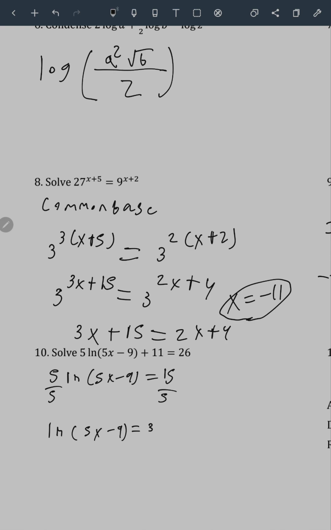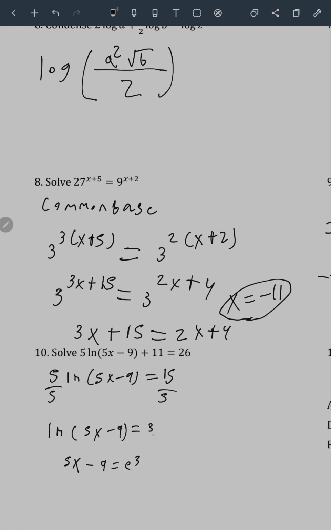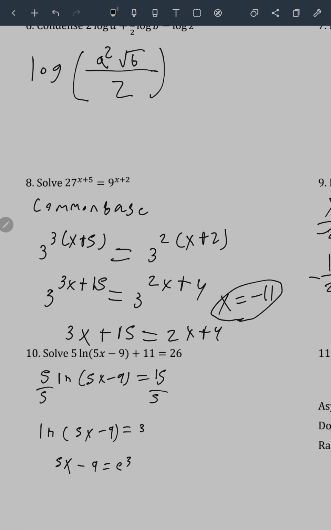All right. Now what? This is technically e to the power of 3 because we've got an ln here, right? So we can free this ln. We can go 5x - 9 = e^3, because ln, the natural log, is the inverse of e to the power of x. So that gives us the right to move e^3 to the other side.